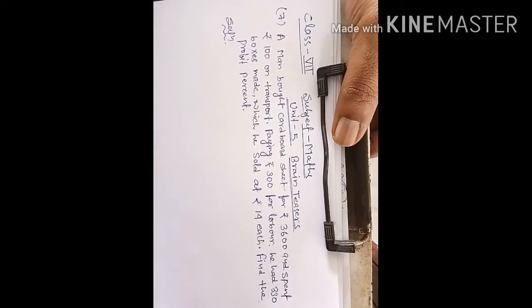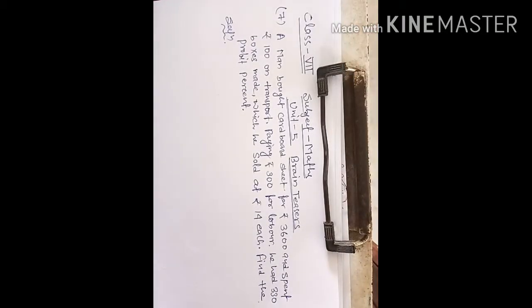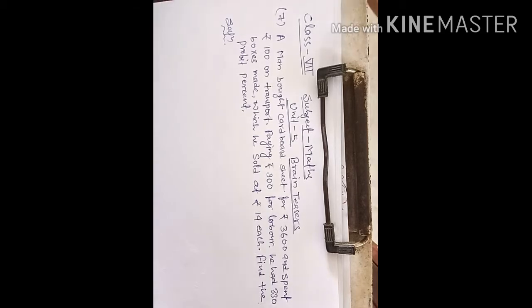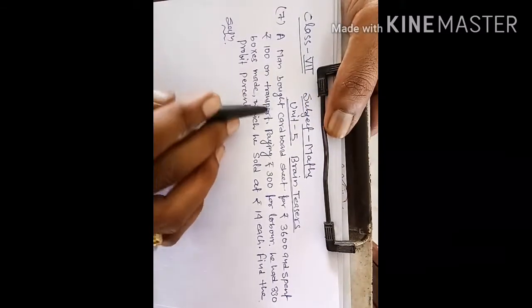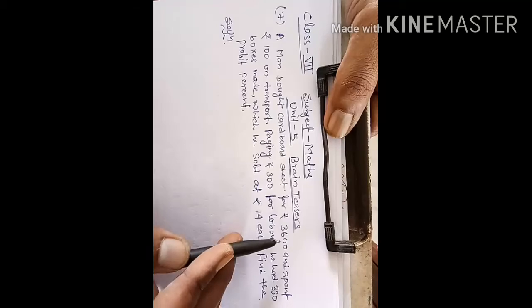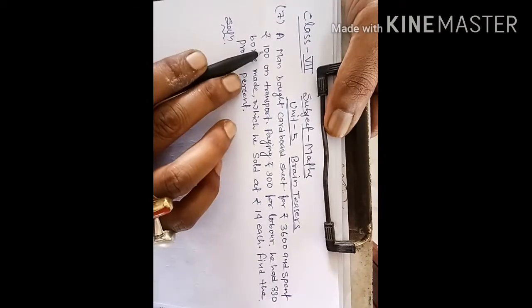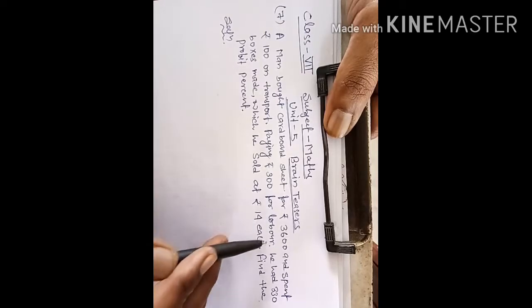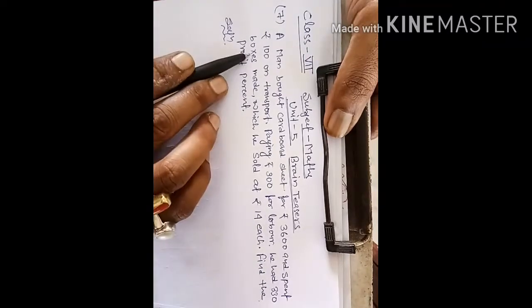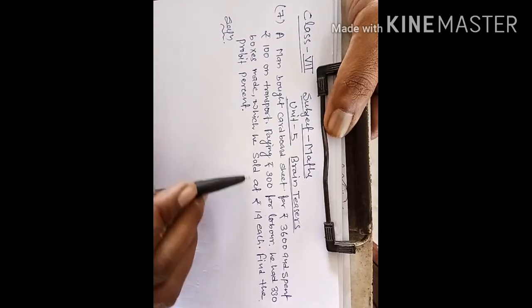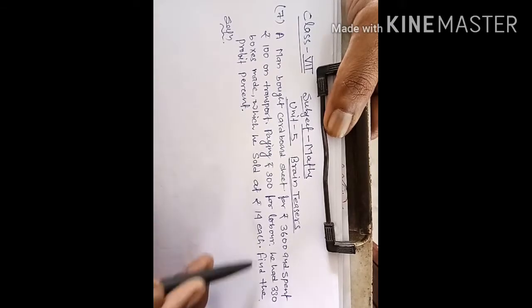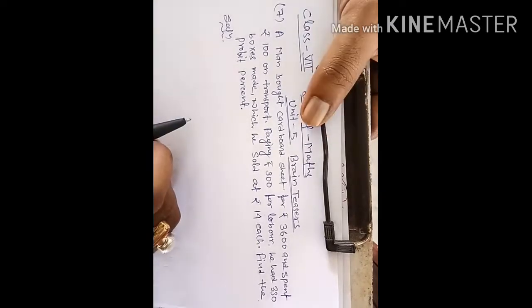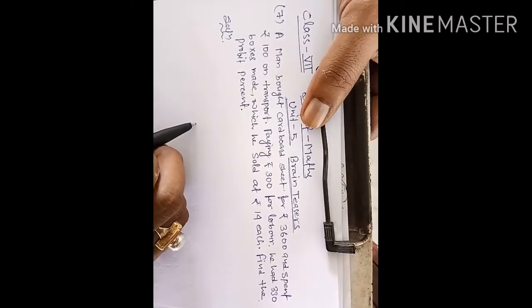Dear student, in this video we will learn the brain teaser problems of unit 5 from question number 7. The question is: a man bought cardboard sheets for rupees 3600 and spent rupees 100 on transport, paying rupees 300 for labor. He had 330 boxes made, which he sold at rupees 14 each. Find the profit percent.